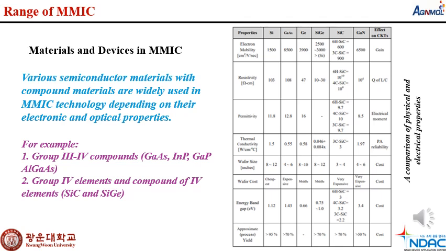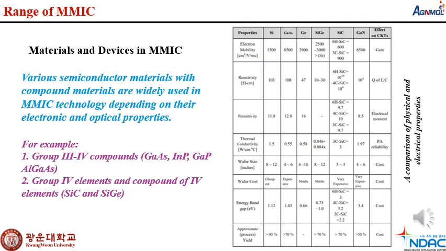First of all, we need to know the electron mobility, the resistivity and permittivity, thermal conductivity, wafer size and wafer cost, the energy band gap, and furthermore the approximate production cost. These are the things we need to remember to fabricate one kind of device for this MMIC technology.